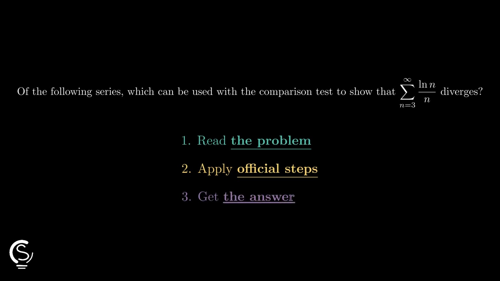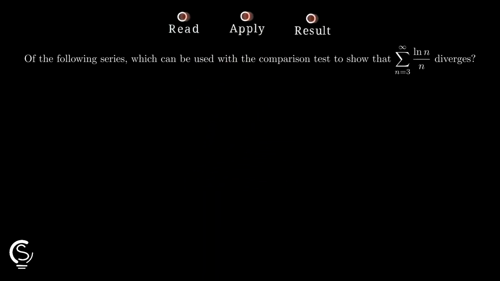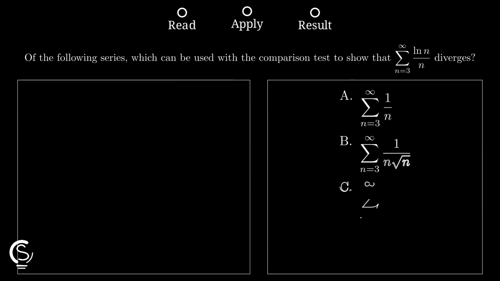Let's go! Quickly find which series proves divergence for ln n over n using the comparison test. Let's solve this now. To use the comparison test for divergence, we need to find a smaller series that also diverges. We look at our terms and compare them to simpler known series very carefully.